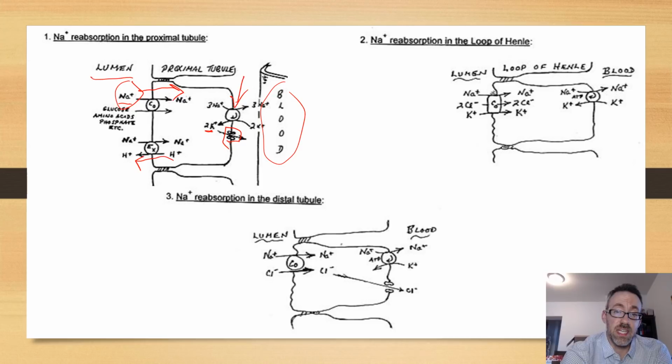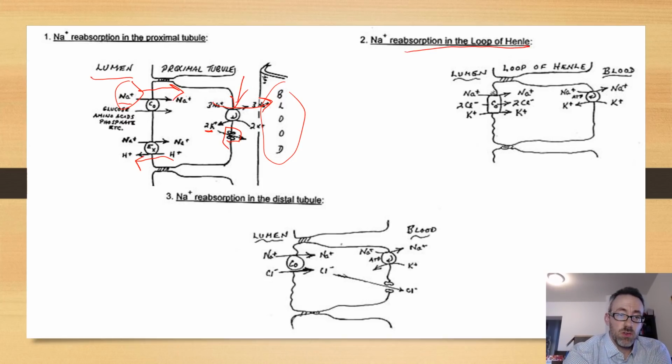And as it's moving into the cell, it'll then get pumped out of the basolateral side and back into the blood. So this maintains that gradient, so we still have that driving force, which helps us to pull our solutes in.